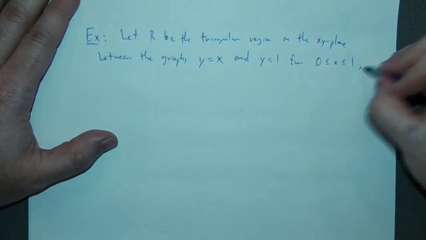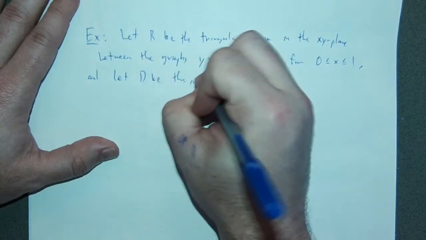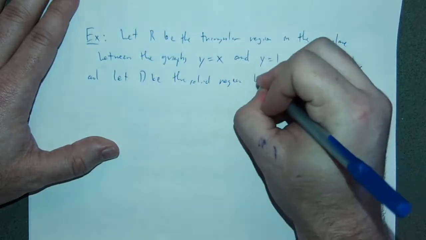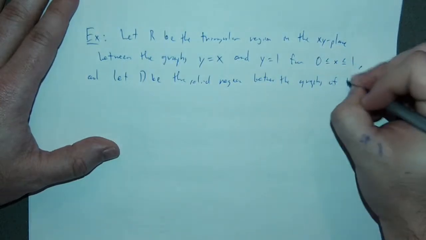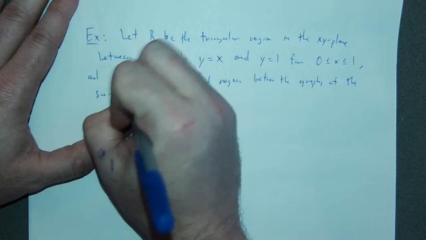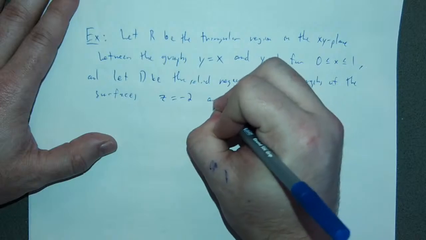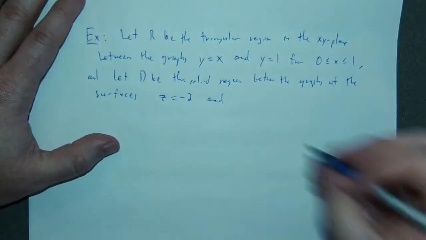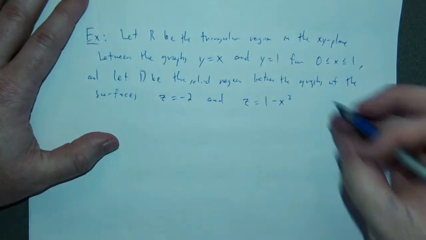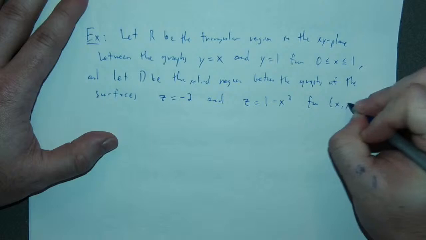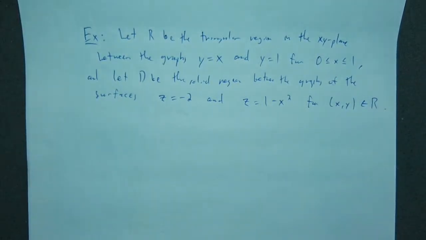And let D be the solid region between the graphs of the surfaces z equals -2, which is just a plane at the -2 height, and z equals 1 minus x squared for ordered pairs in R. Z equals 1 minus x squared, that's a parabolic sheet.